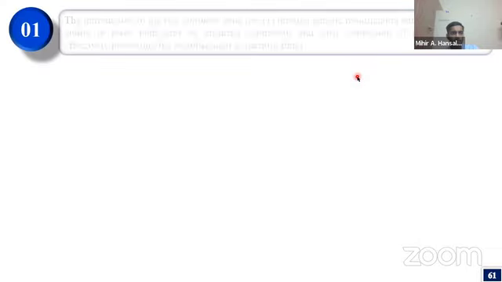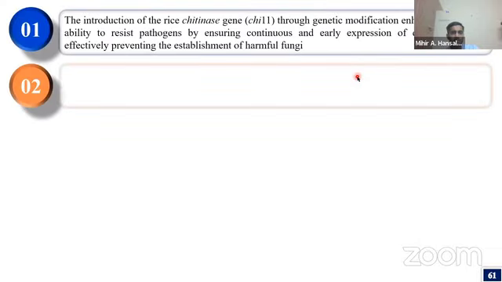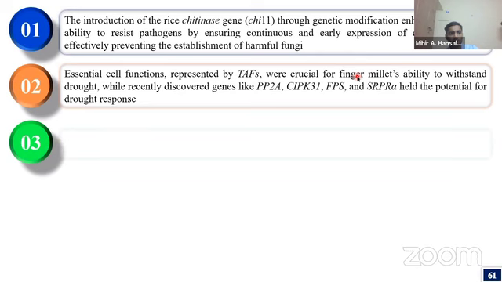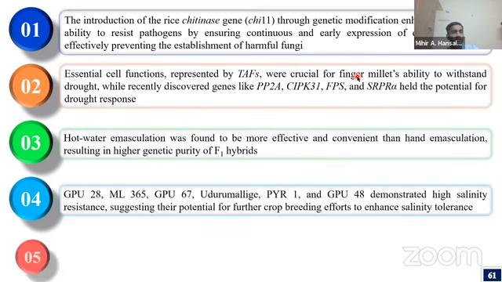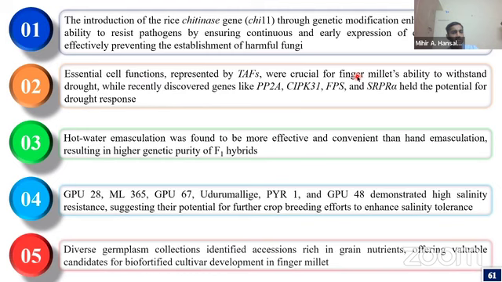Conclusion: the first is the introduction of the rice chitinase gene through genetic modification, which enhances the plant's ability to resist pathogens by ensuring continuous and early expression of the defense protein, effectively preventing the establishment of harmful fungi. Second, essential cell function represented by TAFs was crucial for finger millet's ability to withstand drought. Recently discovered genes like PP2A, CIPK31, FPS, and SRPR alpha have the potential for drought response.